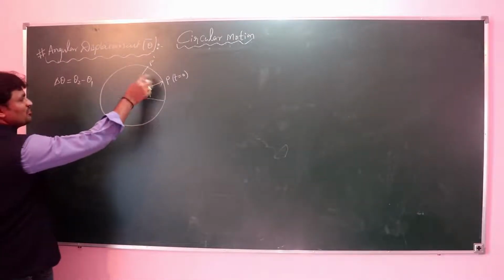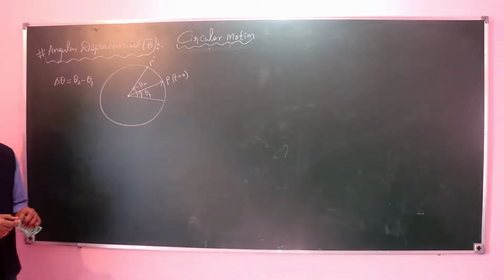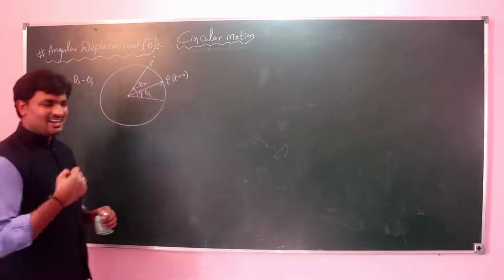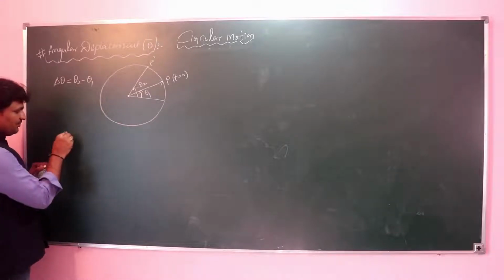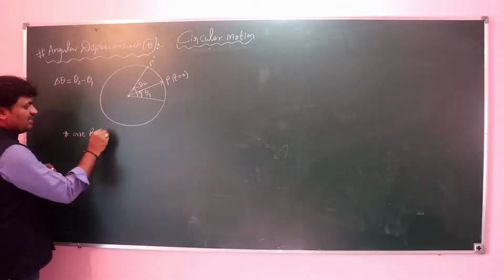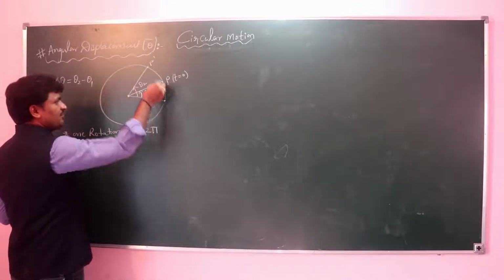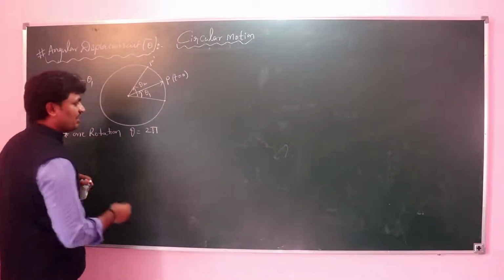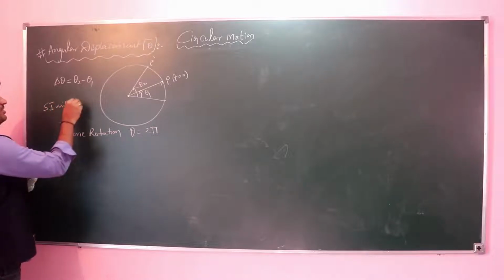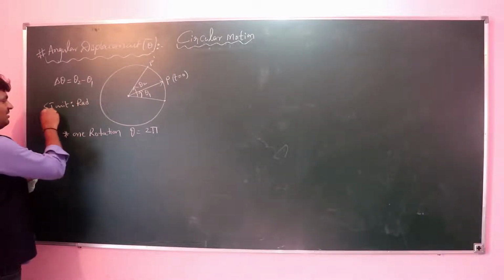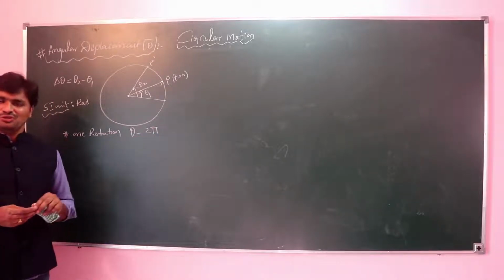The particle is moving from here to here, that is theta 2 minus theta 1. If your particle completes one rotation, the angular displacement is simply 2 pi, meaning one complete angle, because the SI unit of angular displacement is the radian. So for one rotation, theta is equal to 2 pi.